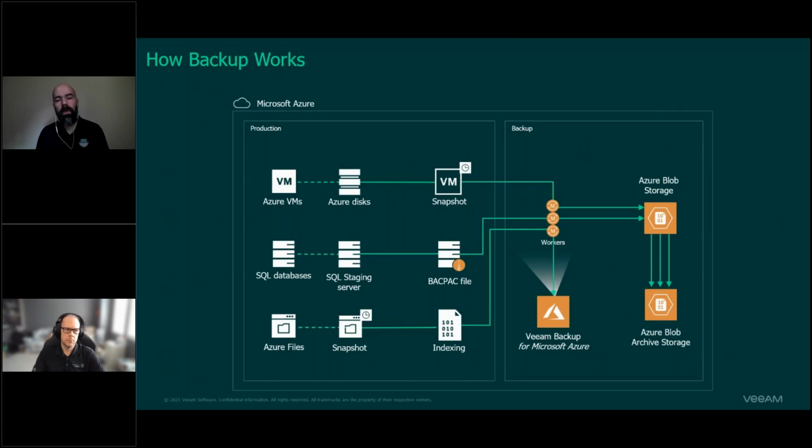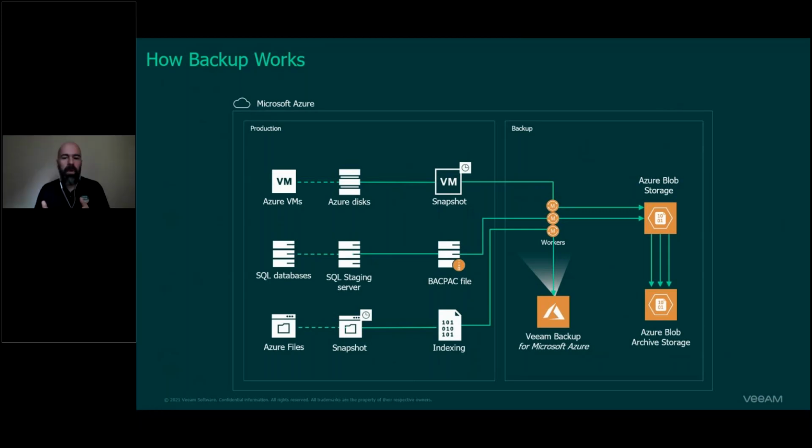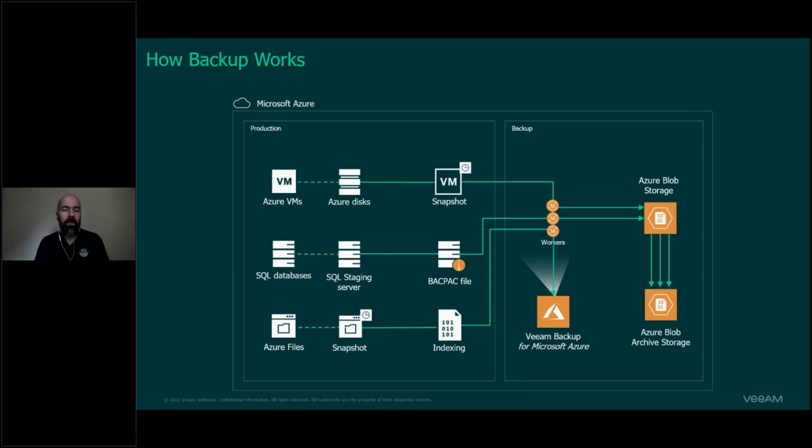In this situation, the index file will actually be saved directly on the Veeam Backup for Microsoft Azure appliance. The file indexes you can find in /var/lib/veeam, for example. It's a path on the file system of the appliance itself.